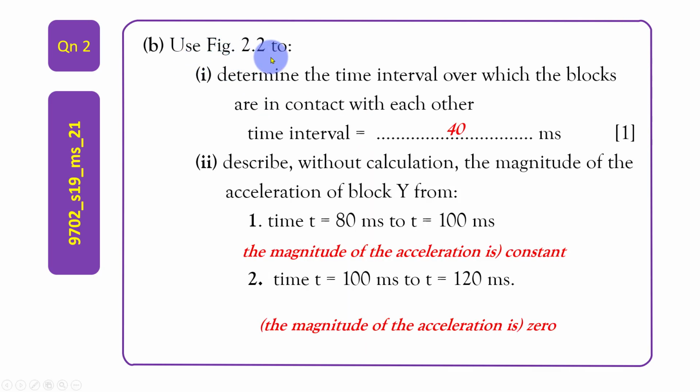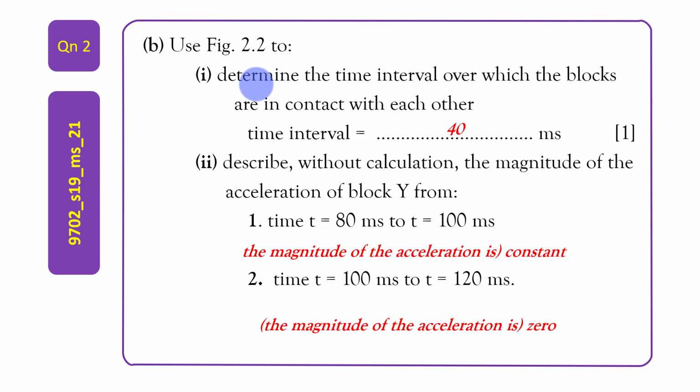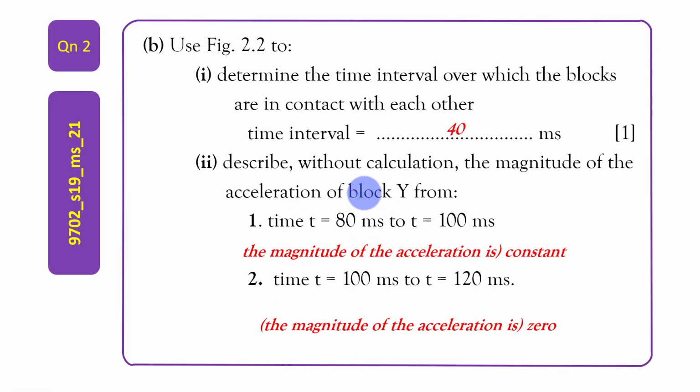In part B, we are asked to use figure 2.2. That's why I have that figure over there so that we can make reference to it to determine the time interval over which the blocks are in contact with each other. Of course, we have said that X touches Y at this instant of time at the 60th millisecond, and they separate at the 100th millisecond. So you can see this is 100 minus 60, which is 40 milliseconds. So that is the time in which they are in contact. They are in contact over a period of 40 milliseconds.